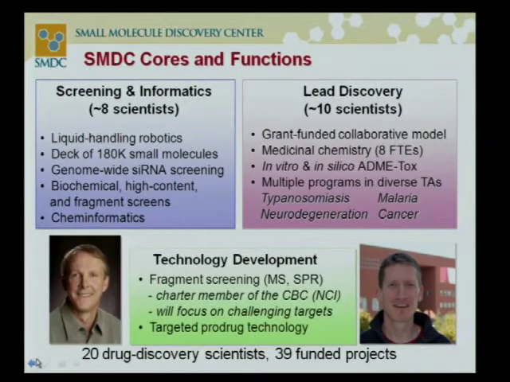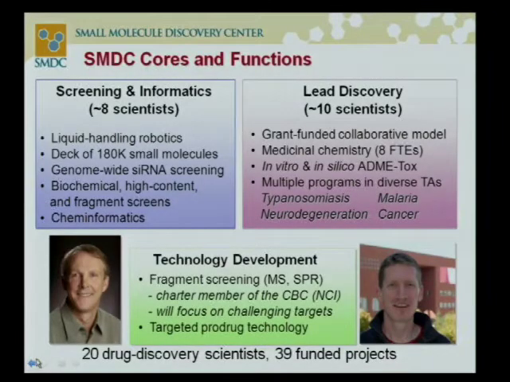Then once you have chemical matter, we'll go into a lead discovery approach. We have biologists and chemists both focused on this. This is a grant-funded collaborative model, so many of the projects are things that originated in high-throughput screening that have then entered hit-to-lead or lead optimization chemistry. And that's in a series of different therapeutic areas: trypanosomiasis, neurodegeneration, other neglected diseases, and cancer. Again, as I was saying, these neglected diseases, either because they're small numbers of people or large numbers of poor people. And then also this technology development approach, two areas that we're focusing on there are targeted prodrug technologies, and then fragment-based screening using high-throughput surface plasmon resonance.